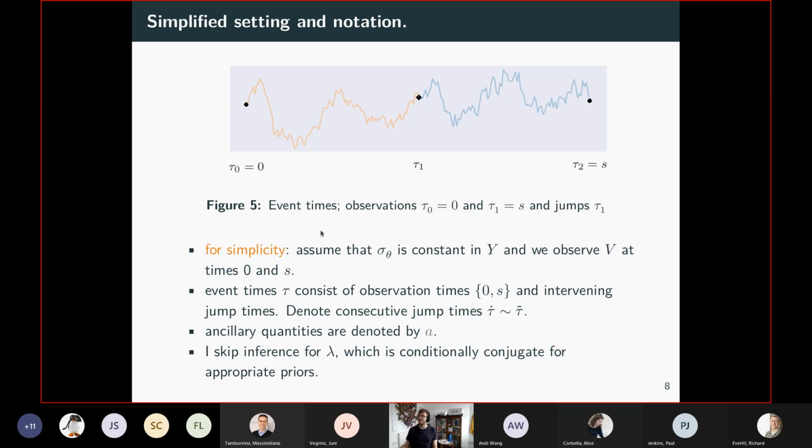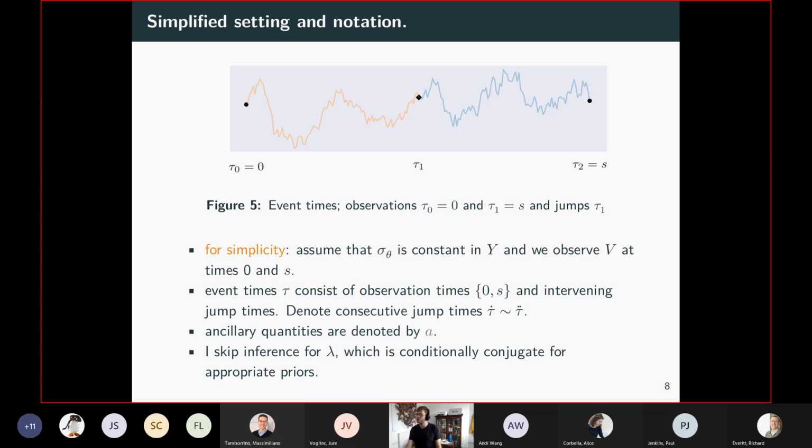For simplicity of notation, and because we haven't quite figured out all the quirks of the more general case, I'm going to assume that the instantaneous volatility does not depend on y. And also, I'll just stick to a simple 2 observation setting. Again, this is without loss of generality, where we observe the diffusion at time 0.